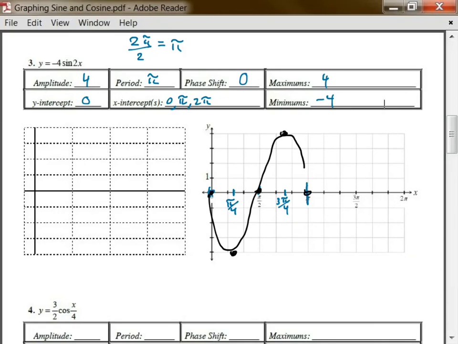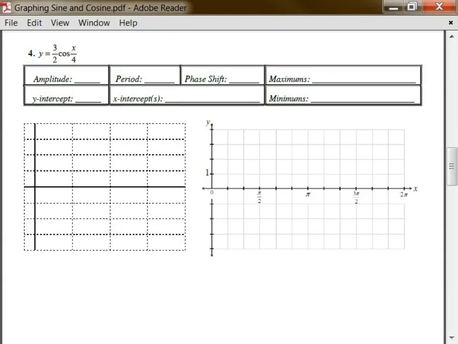That's one period. Okay, now let's graph the other period. We have this x value, and then in between those. And so we're going to go back down to negative 4, back to midline, and then go up to maximum and back to midline. So we continue on like so, and that's how you graph that one.